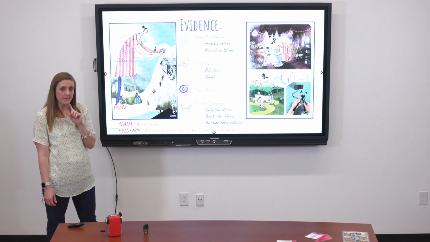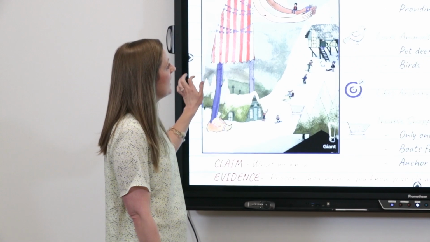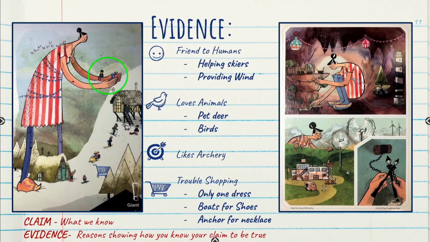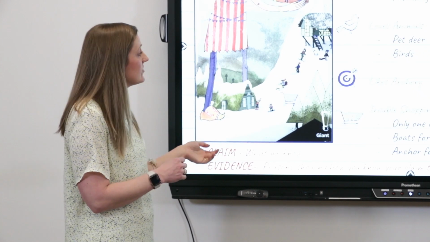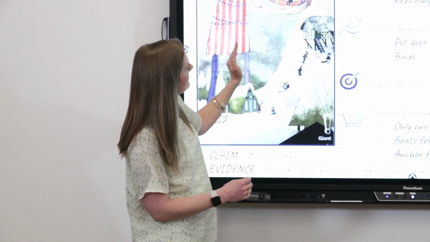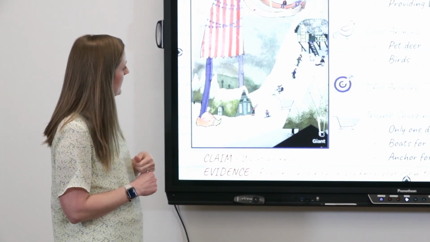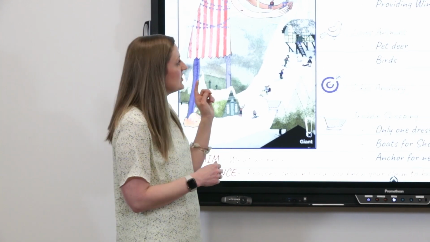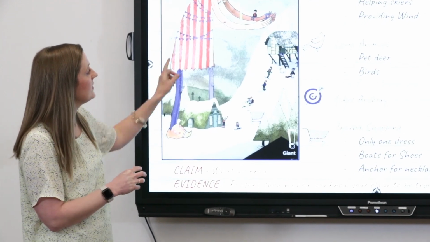So I made the claim that she was a friend to humans. And I made this claim because she is helping these skiers. Notice that she has the skiers right in her hand. And this is a ski slope. So when we look at the whole main scene, how you would get from the top to the bottom of a ski slope is normally you would sit in what's called a ski lift and you would ride it to the top. Does this picture have a ski lift? No, I don't see one either. So I think that the giant is being the ski lift, helping people get from the bottom to the top. So she's really a friend to humans here.